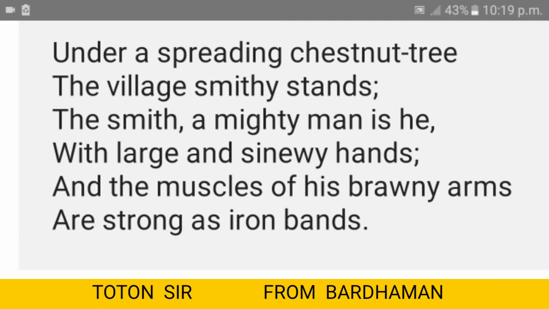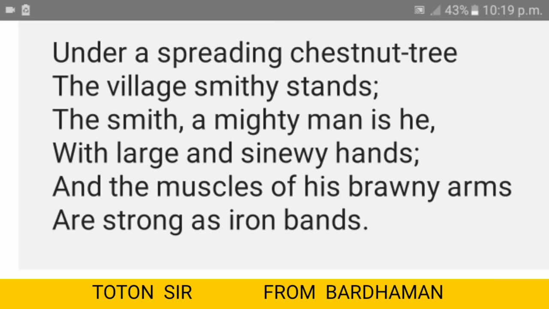Under a spreading chestnut tree, the village smithy stands. The smith, a mighty man is he, with large and sinewy hands, and the muscles of his brawny arms are strong as iron bands. Here, under a spreading chestnut tree, the village smithy stands.